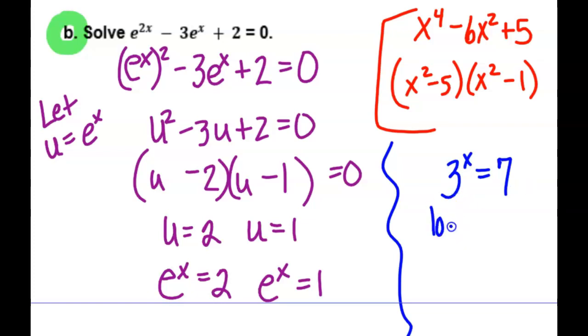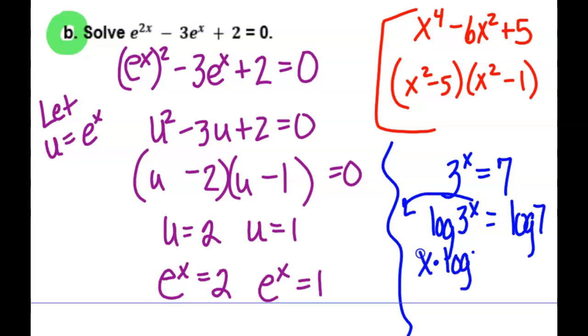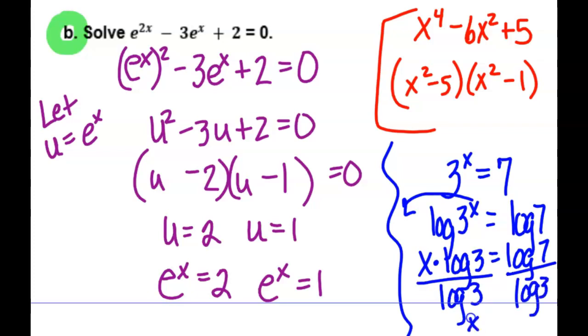So if I did here, the log of 3 to the x equals the log of 7, you would move the x out front. Remember that property of logs. And then you would just divide by the log of 3 on both sides. So you would have had x equals the log of 7 divided by the log of 3, and you'd get some ugly decimal. Okay, we did those yesterday.